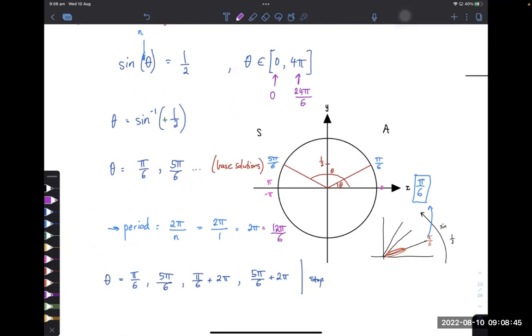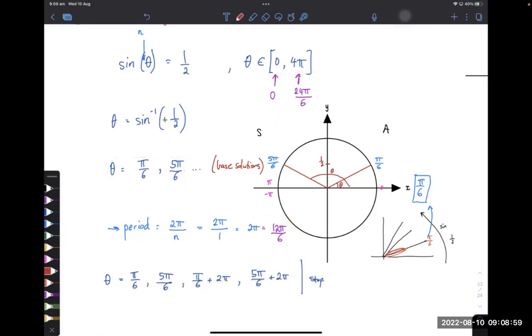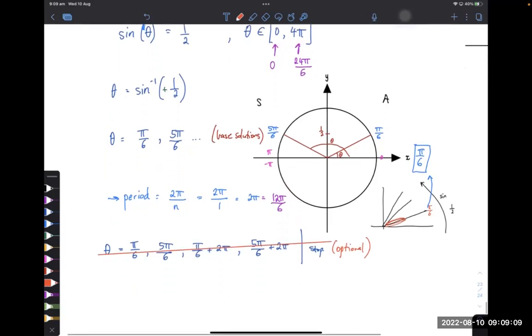So you can see now there's 3 things that have the same denominators. We've got the domain, we've got our base solutions, and we've got our period as the same denominator. Now, this line is optional, yeah? This is just so you can see. In fact, when I do working out, I don't write this line down at all. But write it down so that you know.